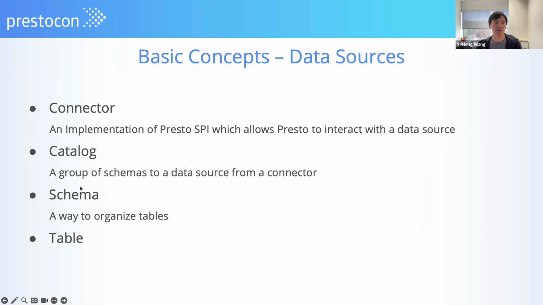Because we need to cover these later on. The connector concept: a connector is an implementation of the Presto SPI. It allows Presto to talk to various data sources. The connectors we're going to use include the connector that talks to MySQL and the connector that talks to MongoDB. You're going to see that in just a little bit.